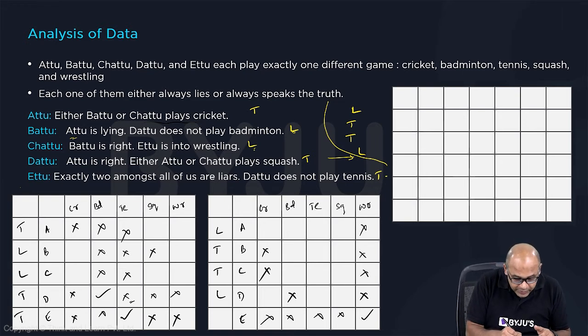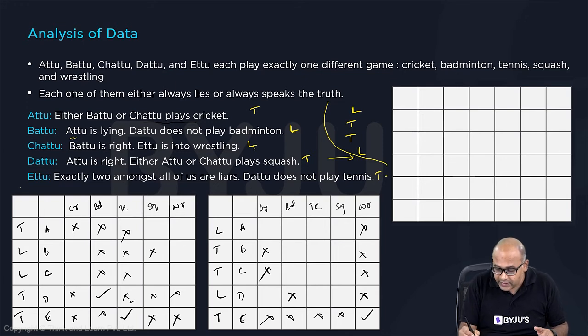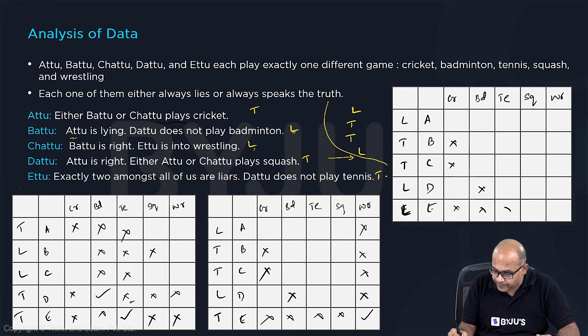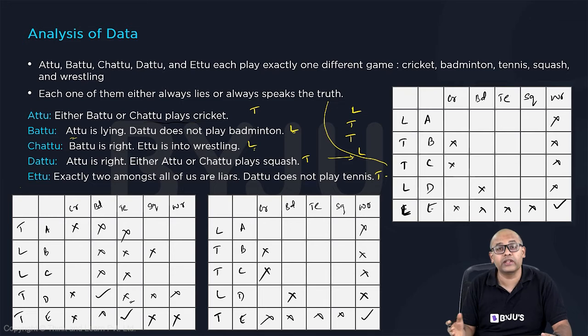The possibility would be that the last guy is actually a truth teller is one case, and the second case is everything else is the same and the last guy is a liar. So we have to look at both the cases, C, D, E, and I'll write cricket, badminton, tennis, squash, and wrestling. Now nothing else changes till here. Everything else is the same. But based on the last statement, we'll have to change the two tables. So we have two more cases. So totally we have three cases. Exactly two amongst us are liars.